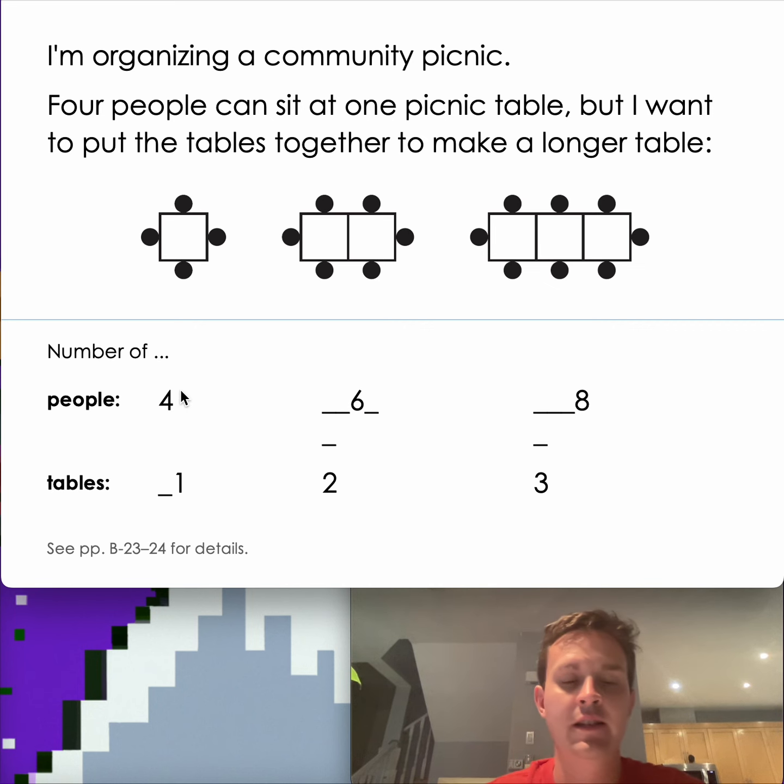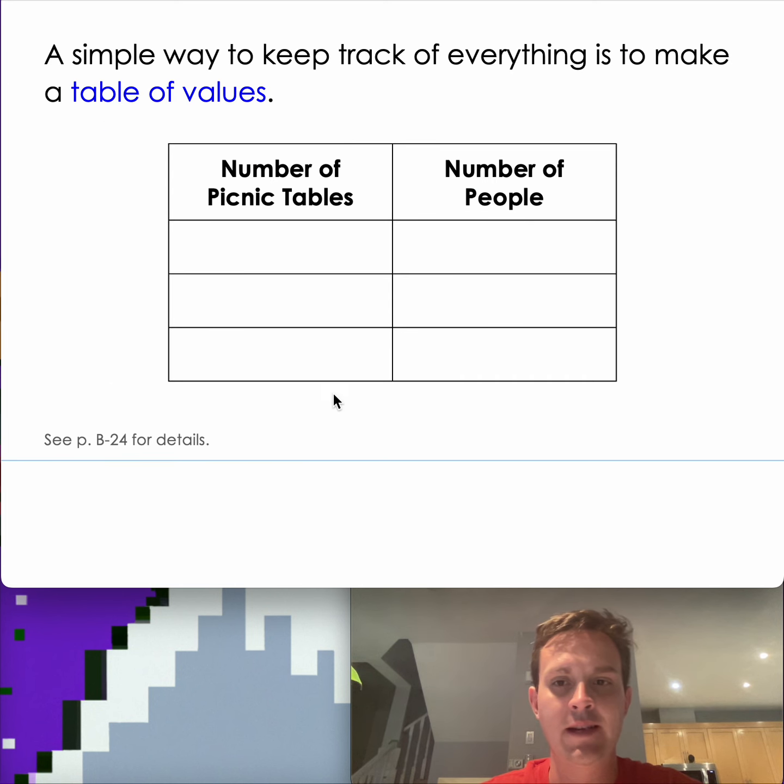So notice the relationship here. 4 people, 1 table, 6 people, 2 tables, and 8 people, 3 tables. A simple way to keep track of how many people can sit at each table is to make a table of values. Here's what a table of values looks like. This is the table, and on the left I've titled this number of picnic tables, and on the right I've titled that number of people.